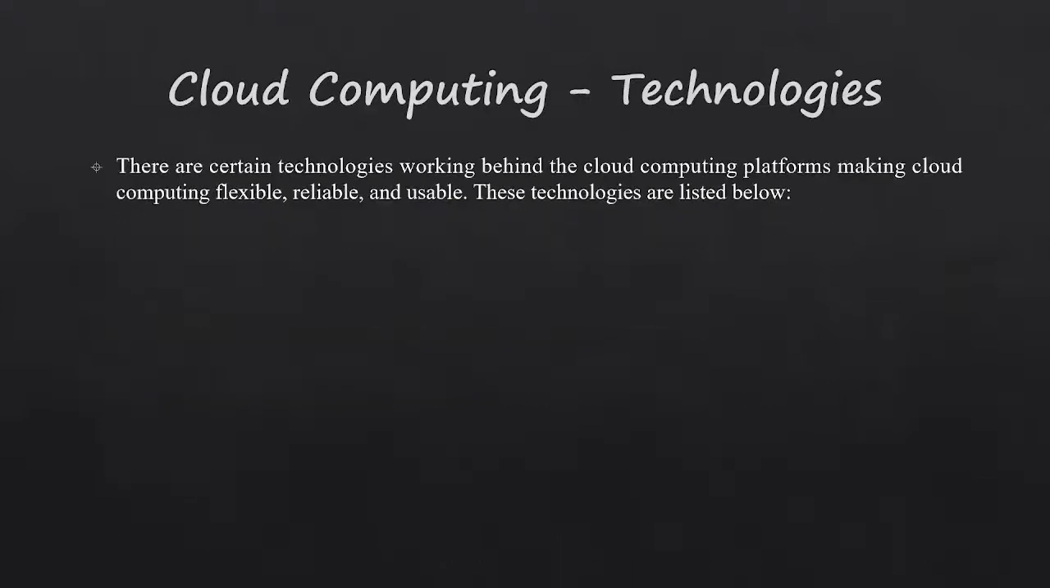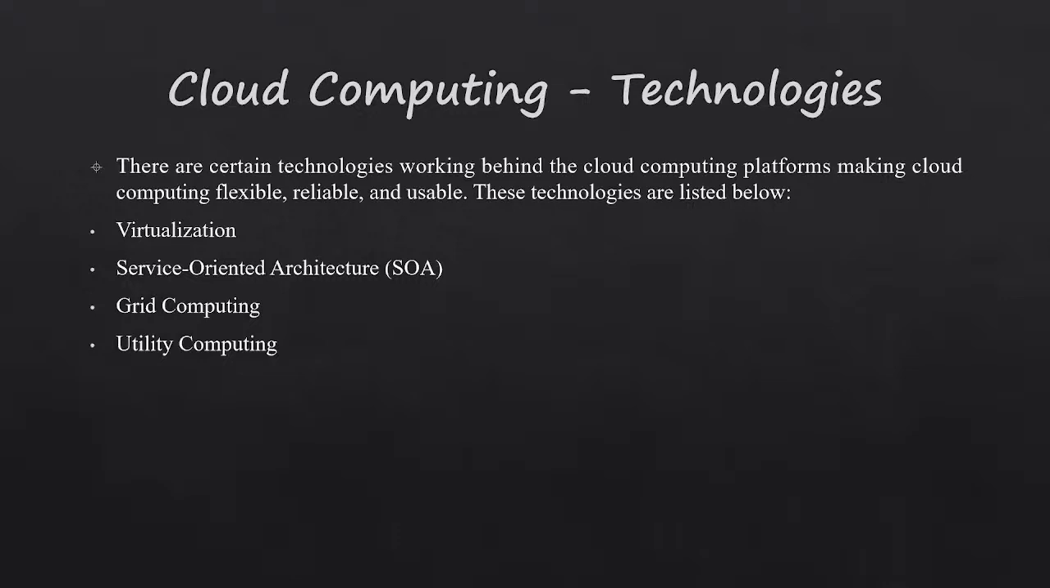Now, when we talk about cloud computing technology, there are certain technologies working behind the cloud computing platform, making cloud computing flexible, reliable, and usable. These technologies are virtualization, SOA, that is service oriented architecture, grid computing, and utility computing. So these are four different technologies working behind cloud computing to make it reliable, flexible, and usable: virtualization, service oriented architecture, grid computing, and utility computing.